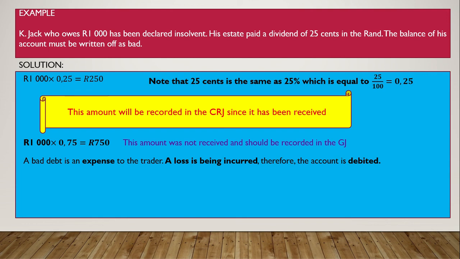I repeat, bad debt is an expense to the trader as it represents a loss being incurred. Therefore, the account will be debited. Expenses increase on the debit side, guys. I've said this so many times, and I hope you can now sing it. Bad debt is an expense and it is increasing. We just incurred this expense, meaning that the debtor will not pay us this amount. It is a loss, guys. Hence it will be debited in the general journal.